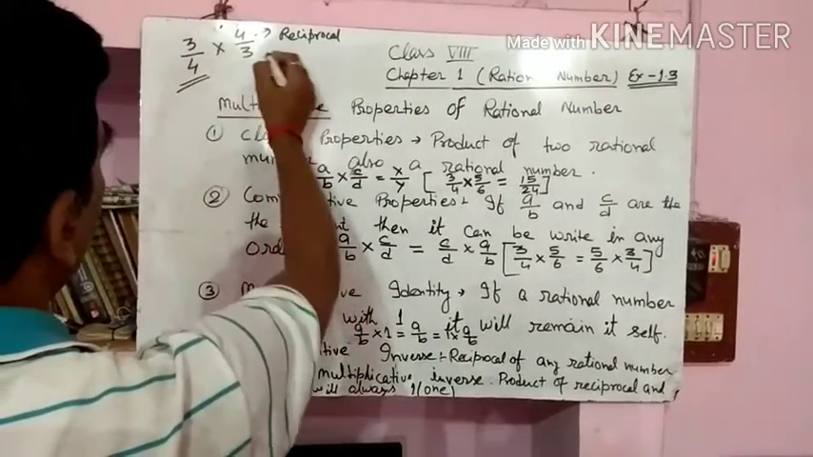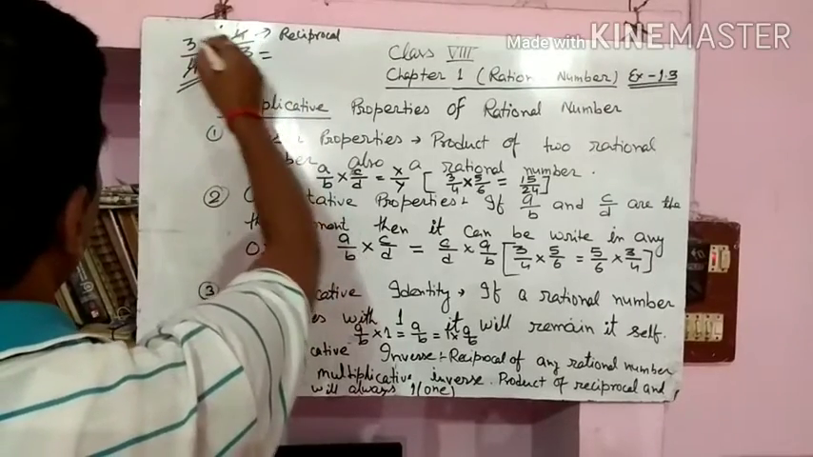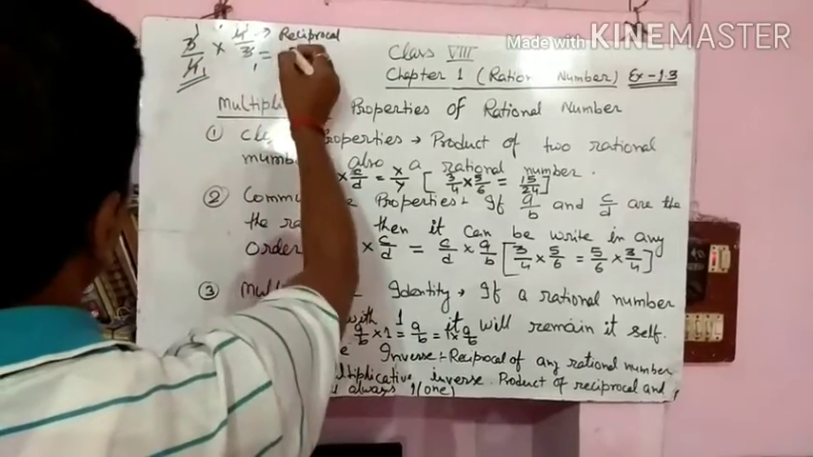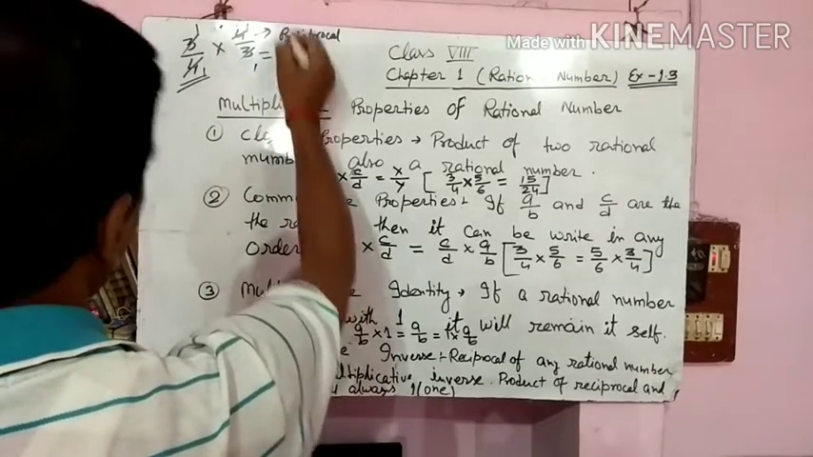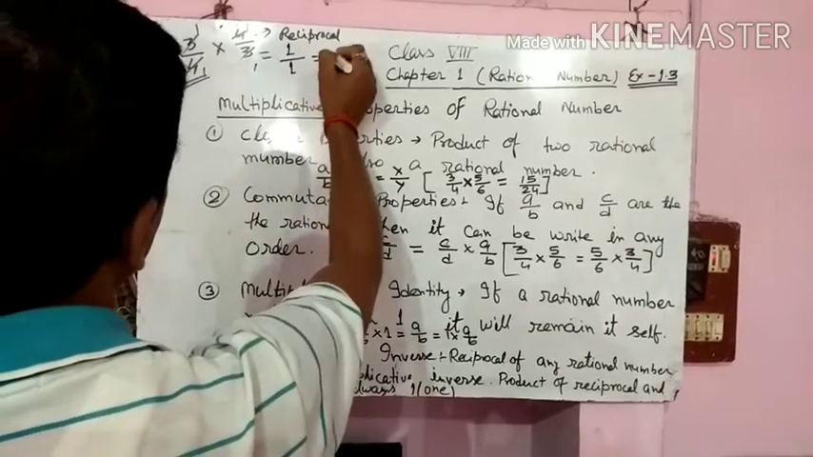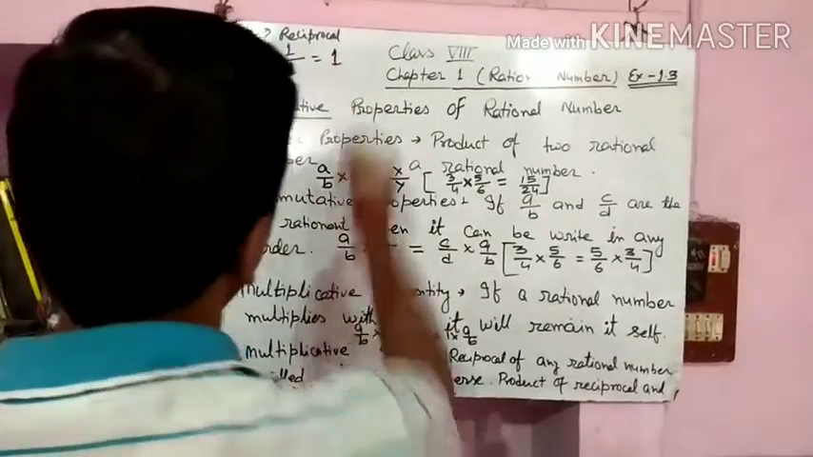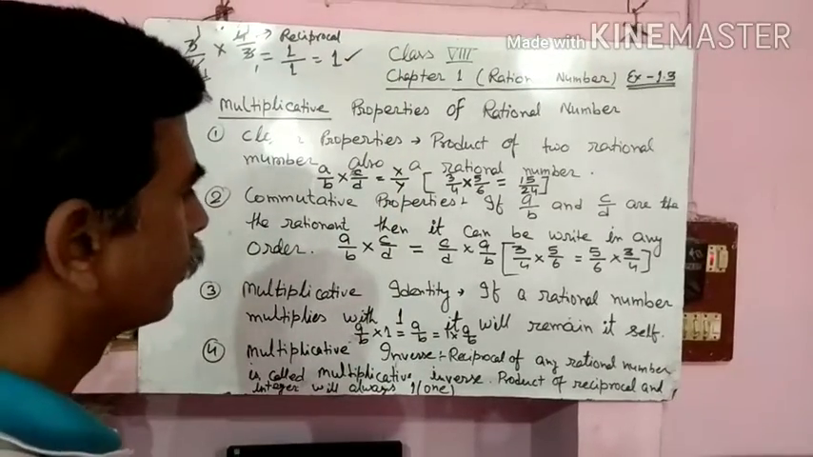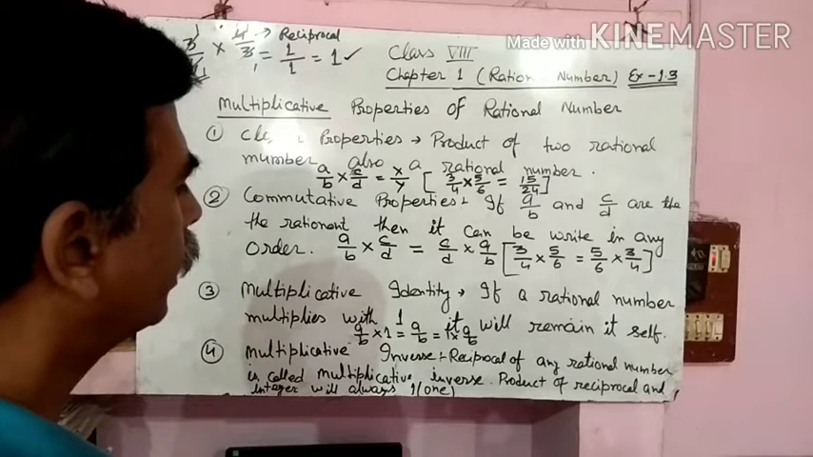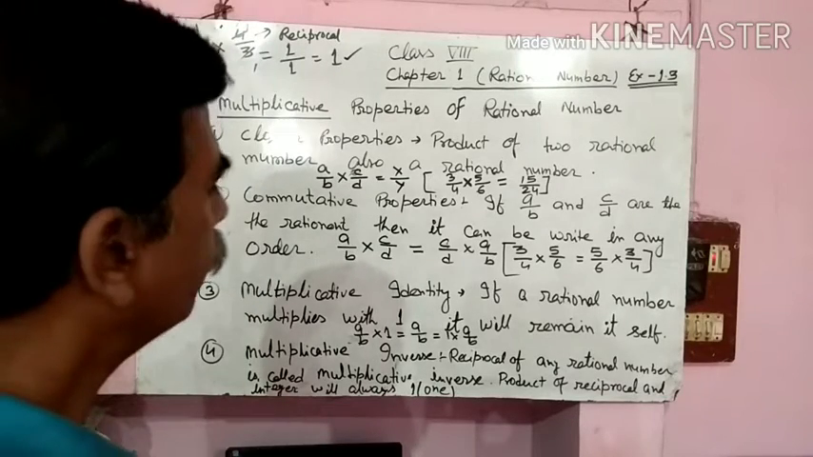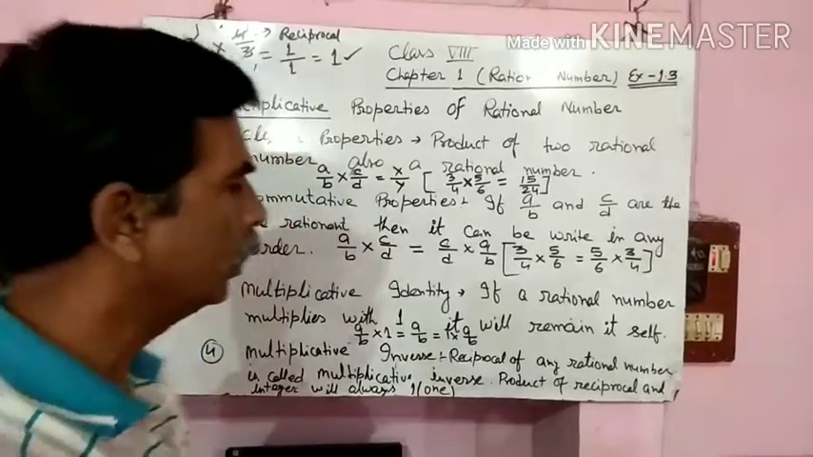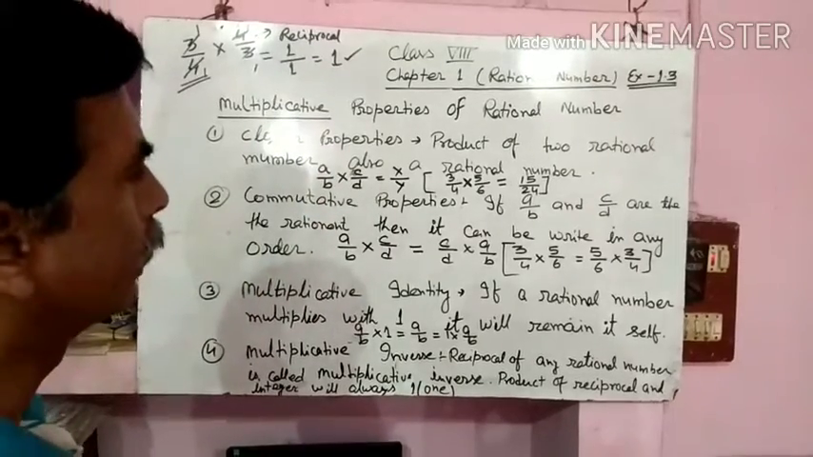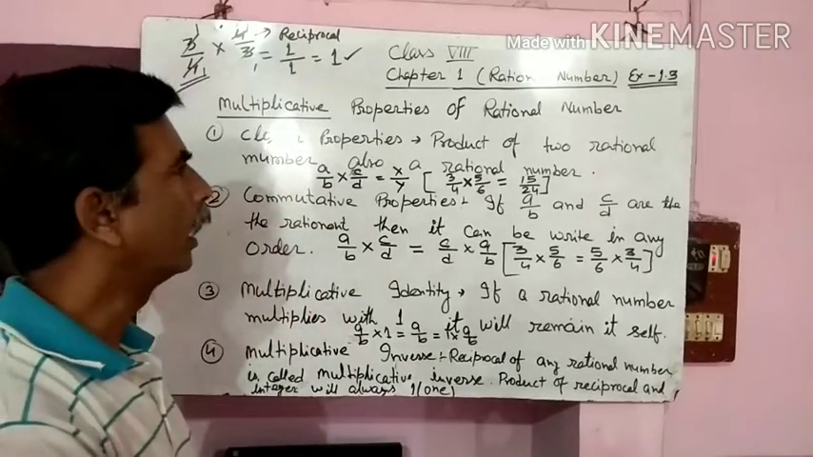After multiplying these two numbers, you get 3 ones are 3 and 4 ones are 4, so it becomes 1 by 1, which is a rational number and is equal to 1. Finally, the result is 1. So what we found is that the reciprocal of any rational number is called the multiplicative inverse, and the product of a number and its reciprocal is always 1. Pause the screen and write it.